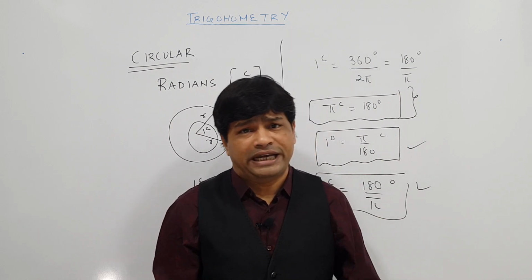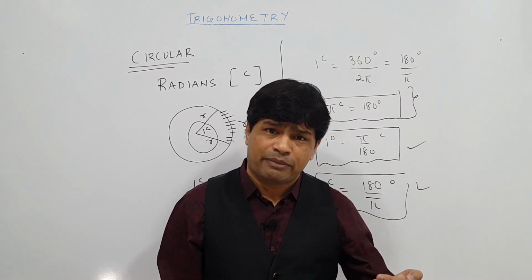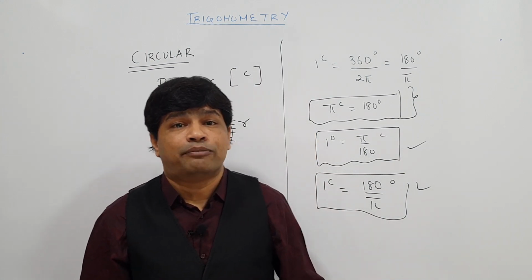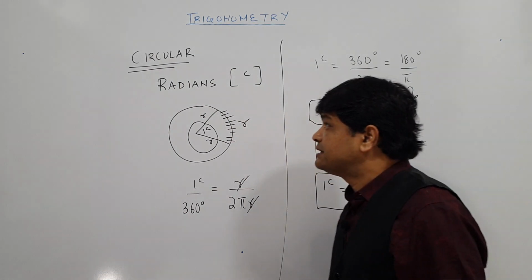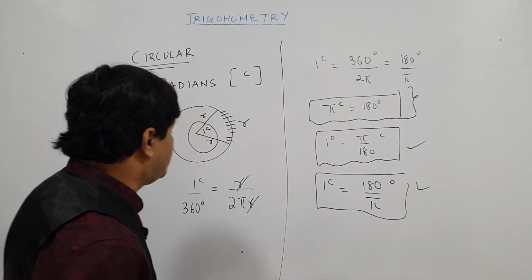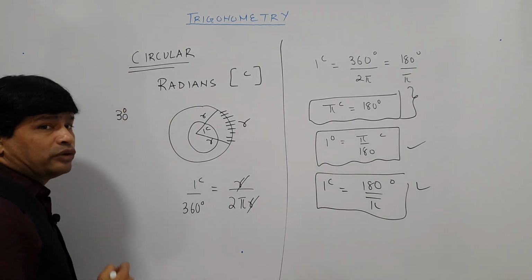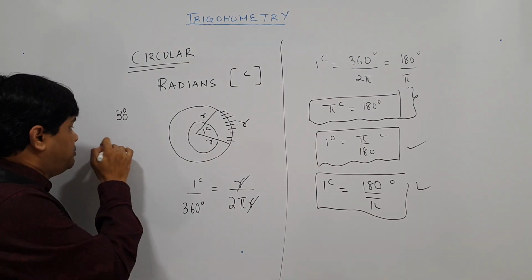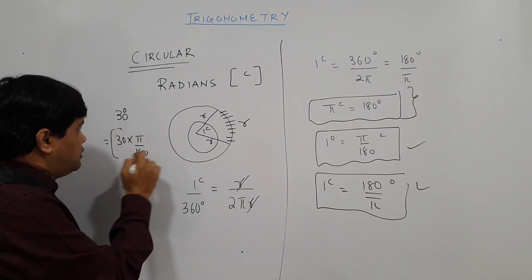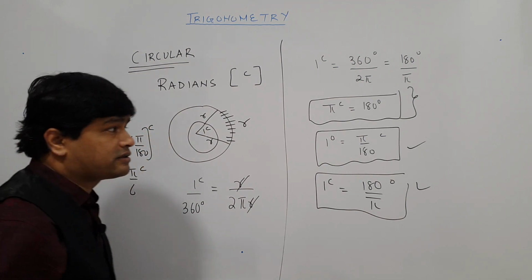So pi radians is 180 degrees. To convert degrees into radians, multiply the angle by pi by 180. To convert radians into degrees, multiply the angle by 180 upon pi. Let me take 2-3 examples. If I want to convert 30 degrees into radians, it is 30 into pi by 180, which is equal to pi by 6 radians.